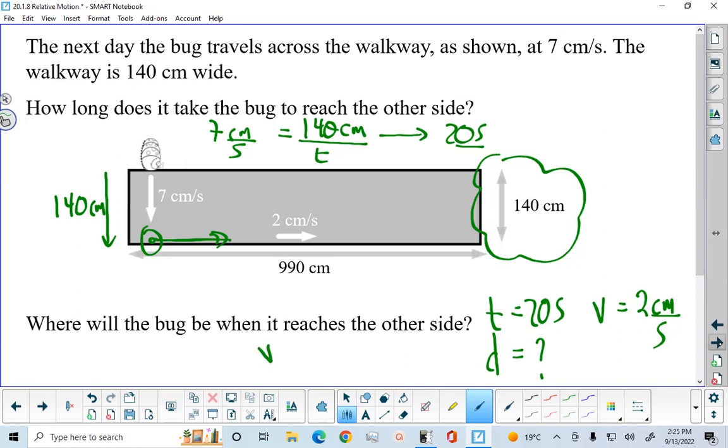But we can use speed equals distance over time. You can put in the speed of 2 centimeters per second, put in the time of 20 seconds, and solving this for d is pretty easy. You're going to get 40 centimeters. So the answer is the bug will be 40 centimeters to the right of where it started.